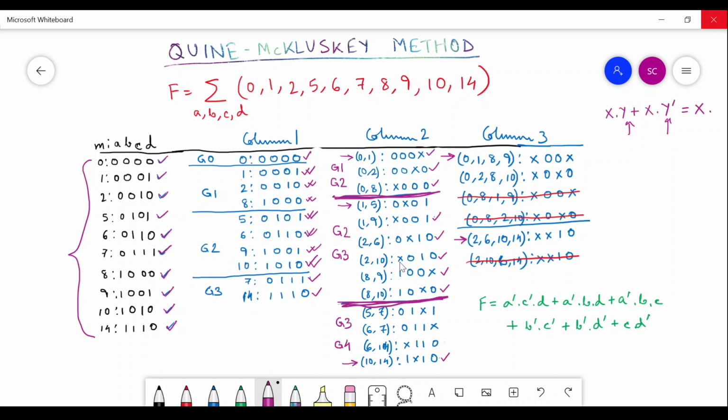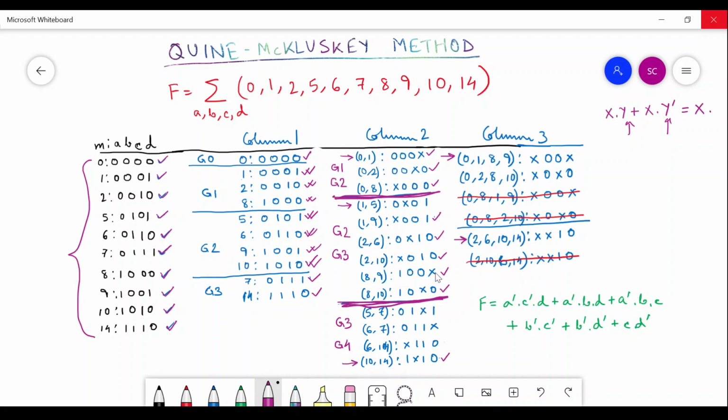2 10, you see the first bit is crossed. 6 14, first bit is crossed. Whether you can combine, you check. Yes, only one bit is changing, the second bit is changing. So 2 10 6 14 is xx10, that you write down first.